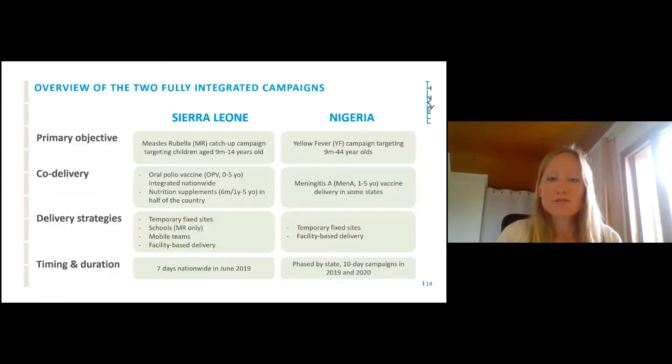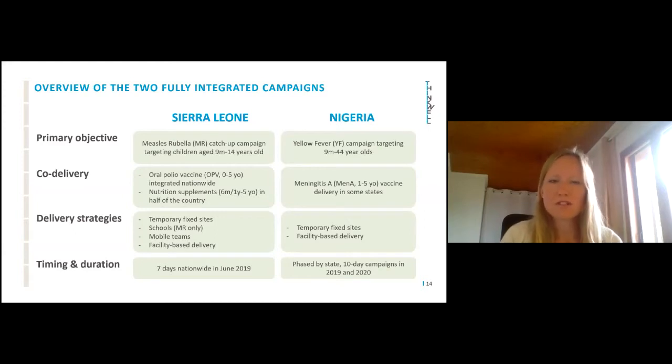So here's an overview of both of the campaigns. For both of these, the integration part was mostly something that was added on after the initial campaign had already been planned. That initial campaign in the case of Sierra Leone was a measles rubella catch-up campaign that targeted all children under the age of 15, which was followed by a switch from measles to MR routine. And in Nigeria, these were yellow fever campaigns that targeted everyone under the age of 45 as part of its larger yellow fever elimination strategy.